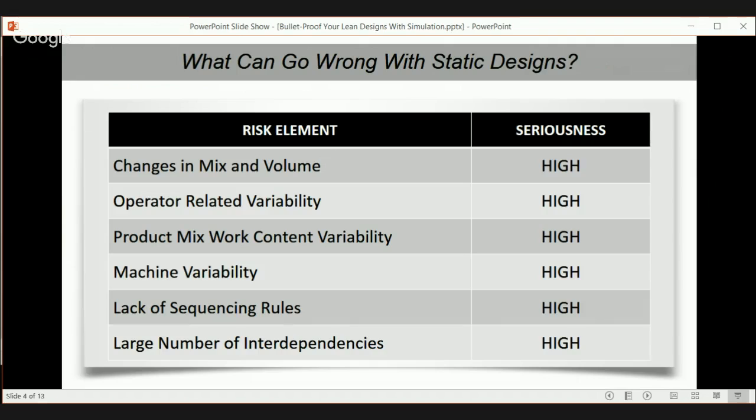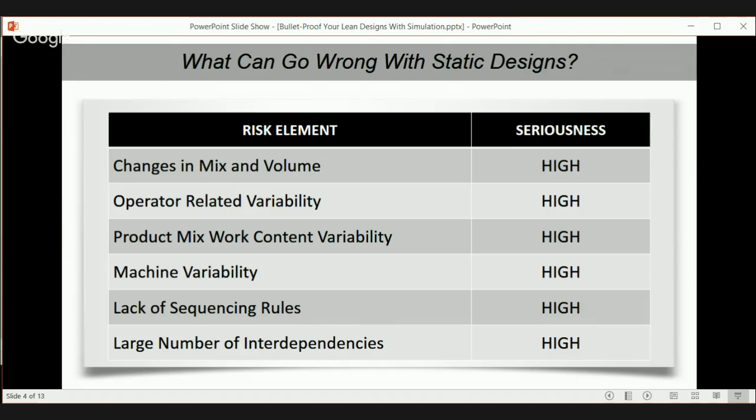Operator-related variability. Remember, we have something called a standard time, but do people always hit that standard time? Well, obviously not. People are not robots. And even the same person can work faster or slower during the day, depending on how they feel, and whether they are dragging at the end of the day, et cetera. So that's important to know. Product mix, work content variability.